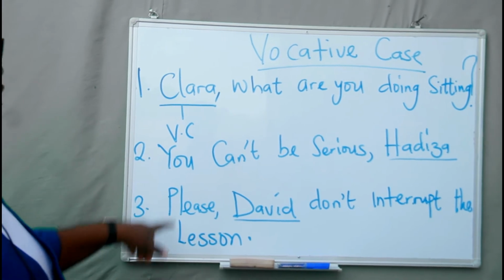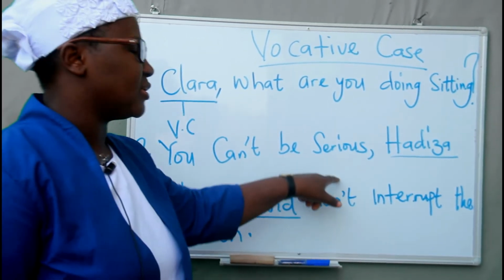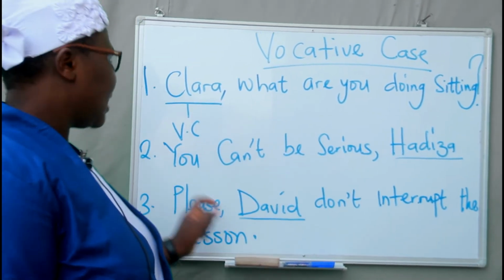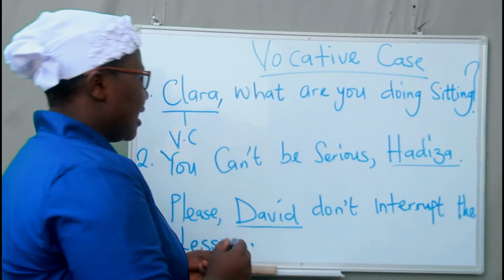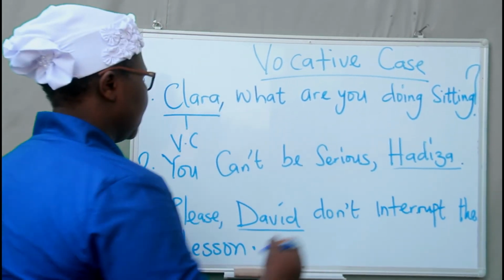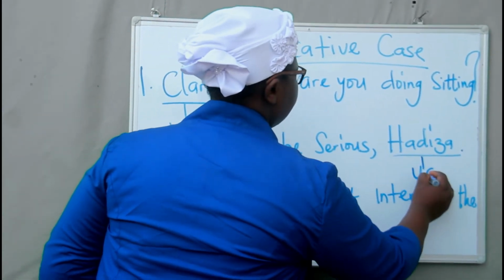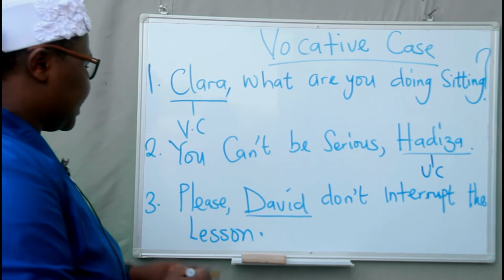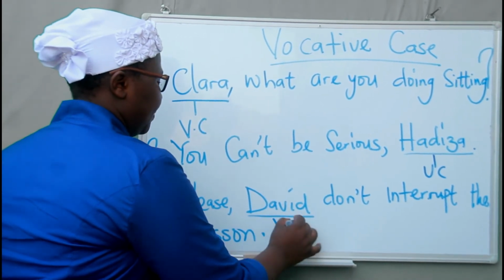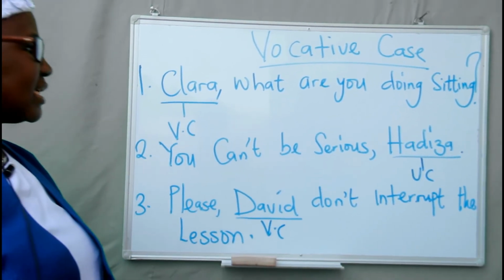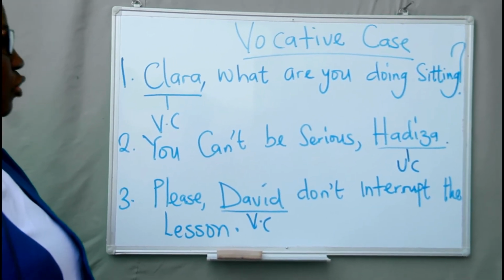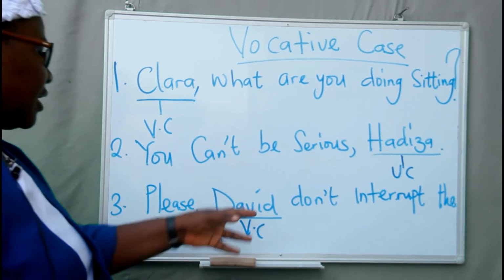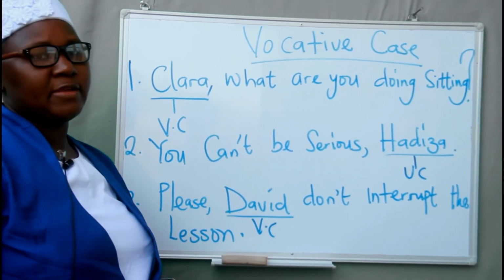Number 2, we have, you can't be serious, Hadiza. Hadiza here is the vocative case. Number 3, please, David, don't interrupt the lesson. Here, David is the vocative case.